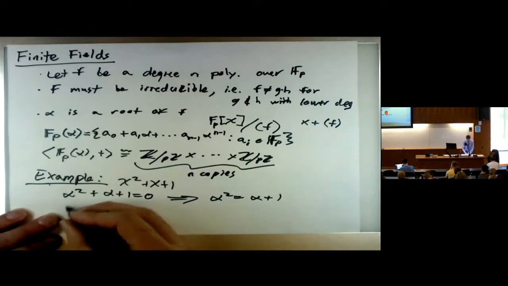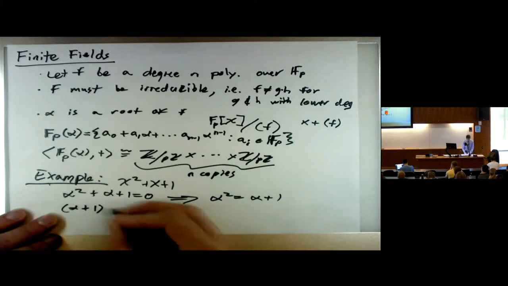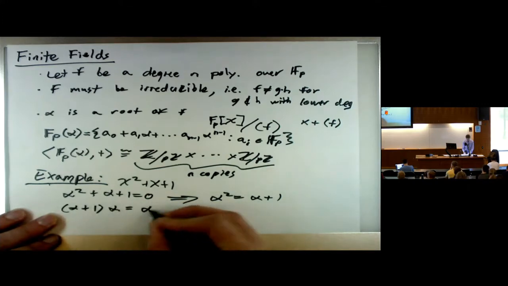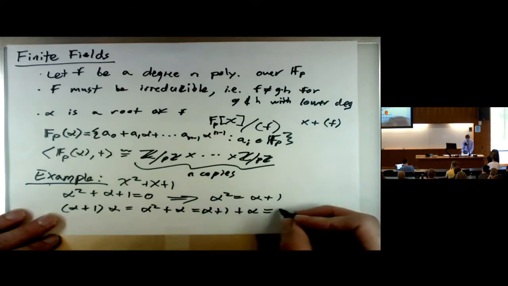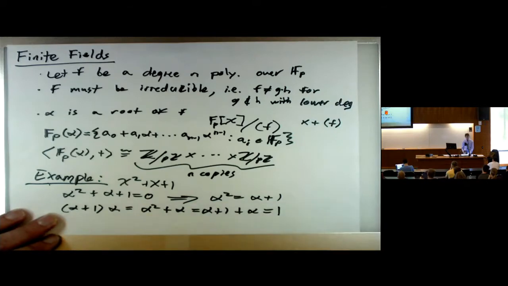And so if you want to do, say, alpha plus 1 times alpha, you get alpha squared plus alpha, which equals alpha plus 1 plus alpha, which equals 1. So they are inverses of each other. And in fact, this is the other root of this polynomial.